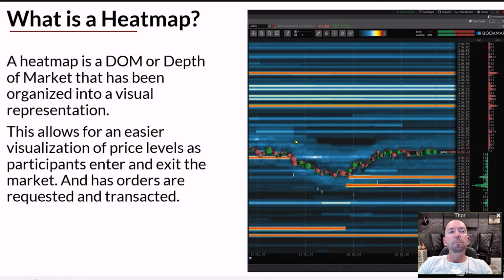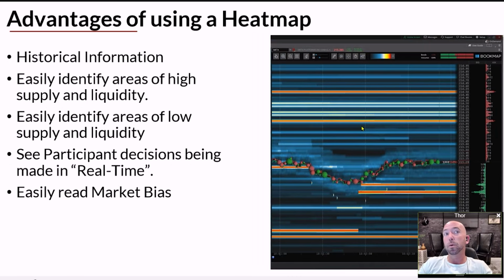So as you know, and you're kind of starting to see, a heat map is what Bookmap is. It takes the L2 or the DOM and makes it a visual representation. Green dots are market orders being applied to the lines, which are the limit order book, right? The advantage of the heat map, most specifically that I like, is the historical information.